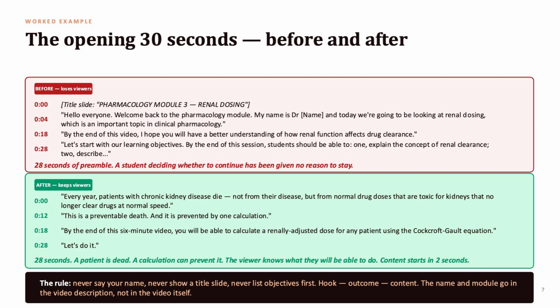In stark contrast, the after approach hooks viewers immediately. Within 28 seconds, it presents a compelling problem: preventable death from toxic drug doses. It connects this to a specific solution, the Cockcroft-Gault equation, and clearly defines the outcome. The viewer knows why they should continue. The fundamental rule is clear: hook, outcome, content must come first. Save the self-introduction, title slide, and detailed objectives for the video description.